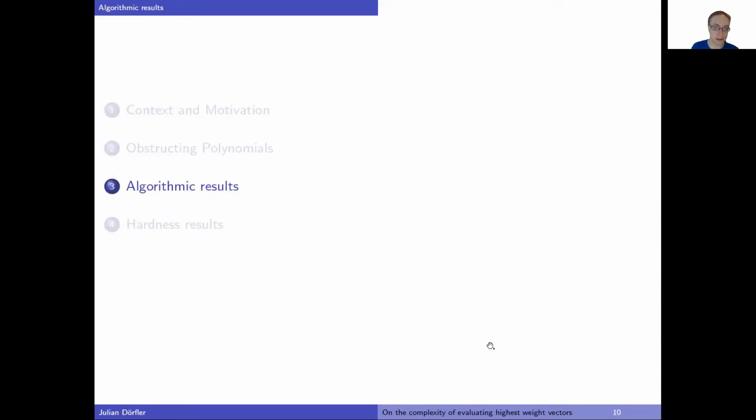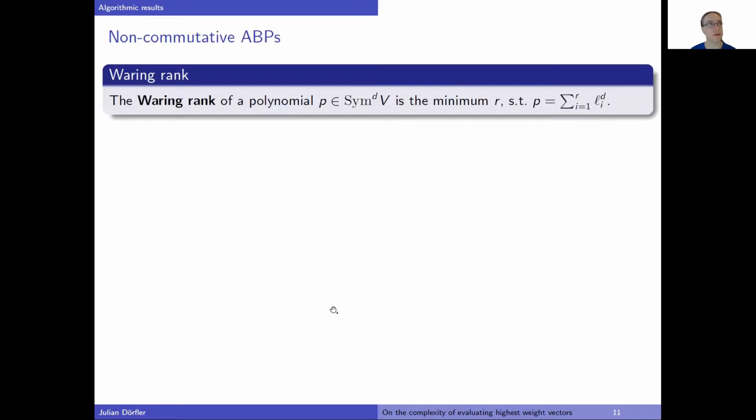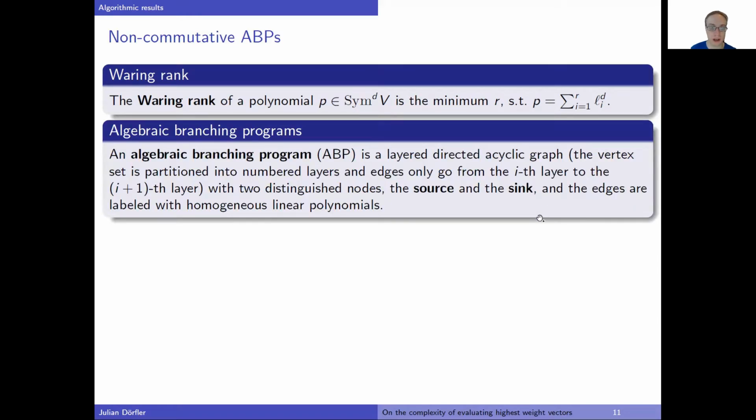So let's get to our algorithmic results. And we need a few more tools now to evaluate these highest weight vectors a bit more efficiently. The first is we have to look at what points we even want to evaluate the highest weight vectors, because taking an arbitrary point is hard to describe concisely. So one thing that has been used a lot in recent works has been the Waring rank. The Waring rank is just the minimum amount of terms we need to write a polynomial as a sum of powers of linear forms. And we now want to generalize this, as we think this is a bit too restrictive.